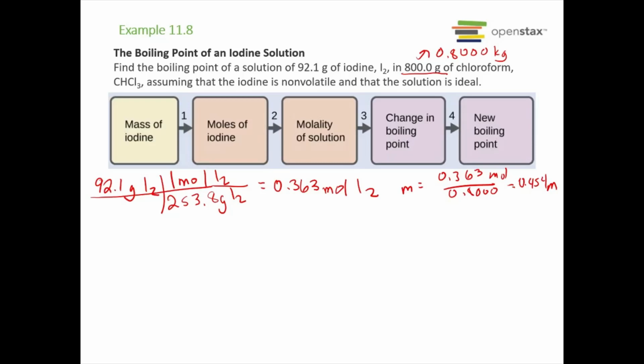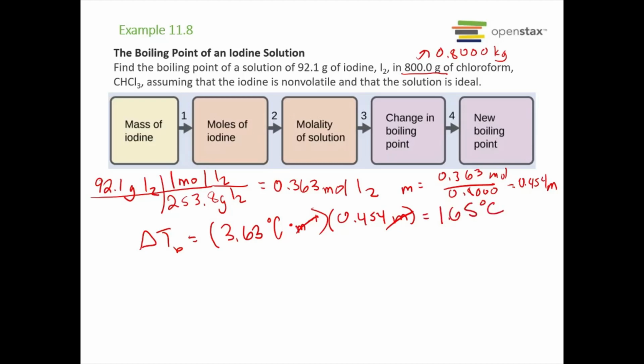And now we can go ahead and get our change in boiling point. So our delta TB equals our KB. And so we're looking at chloroform as our solvent. And its KB, according to our table, is 3.63 degrees Celsius per molal times our molality, 0.454. Those guys cancel. And we get 1.65 degrees Celsius. So now our temperature is equal to our original boiling point, which is 61.26 plus 1.65, and we get a final temperature of 62.91 degrees Celsius.